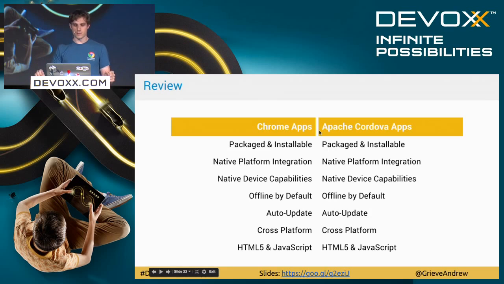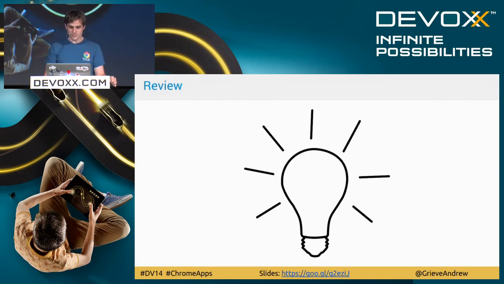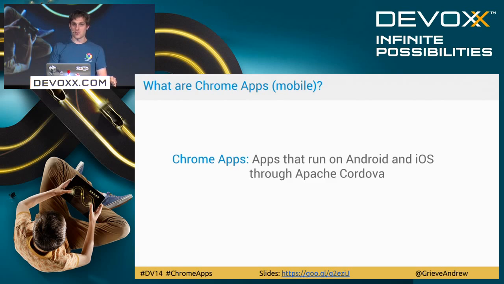Okay, so here's our review. Chrome apps and Cordova apps. Chrome apps are packaged and installed. Cordova apps are packaged and installed. Chrome apps have native platform integration. Cordova apps have native platform integration. I'm not going to read the whole list; I think you get the point here. They have some similarities. So, idea: Chrome apps for mobile are apps that run on Android and iOS through Apache Cordova. That was our thinking, and that's what we did.